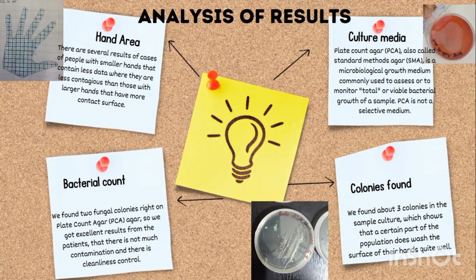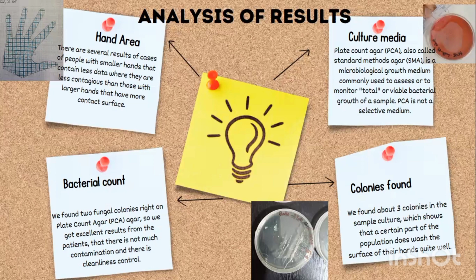And the next part is the culture media, the plate count agar, PCA, also called standard method agar, SMA. It is a microbiological growth medium commonly used to assess or monitor total viable bacterial growth of a sample. PCA is not a selective medium. The next part is bacterial count.